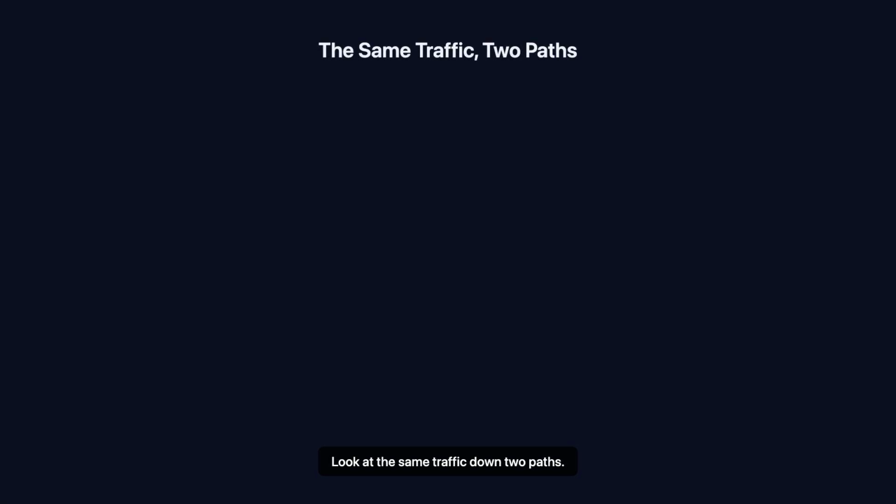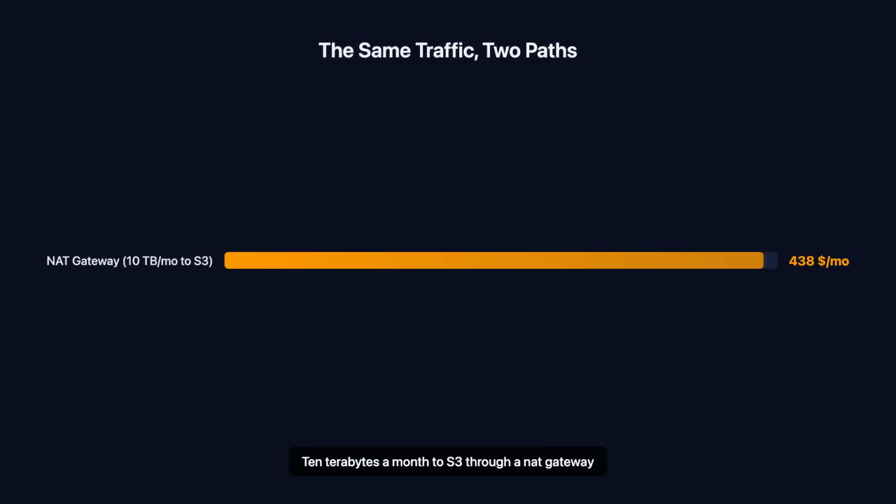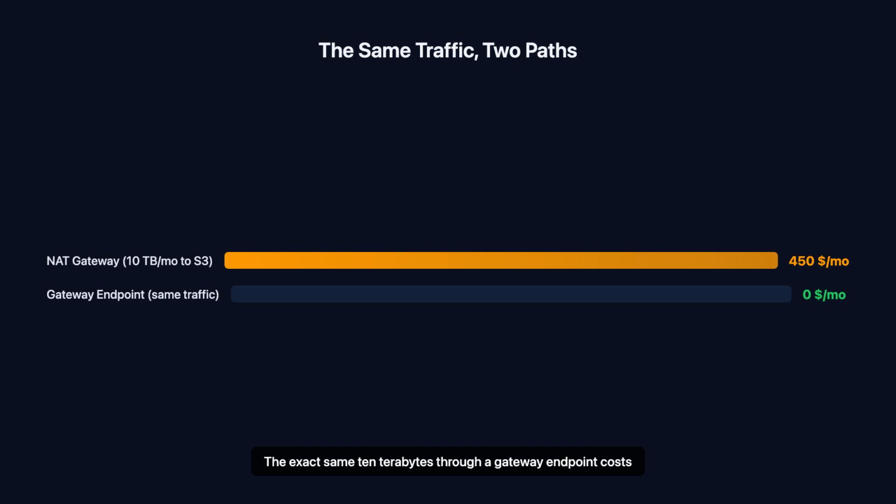Look at the same traffic down 2 paths. 10 terabytes a month to S3 through a NAT gateway runs about $450 in processing charges. The exact same 10 terabytes through a gateway endpoint costs $0. Not discounted, $0. No hourly fee, no per gigabyte charge. The destination didn't change, only the path did.